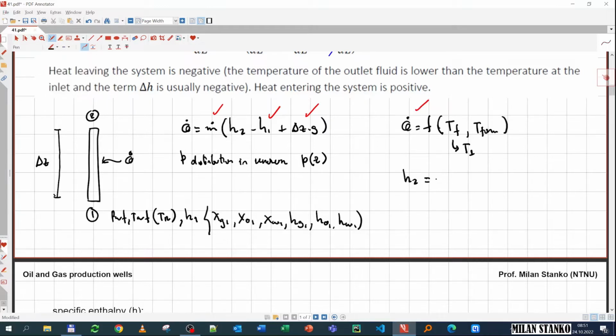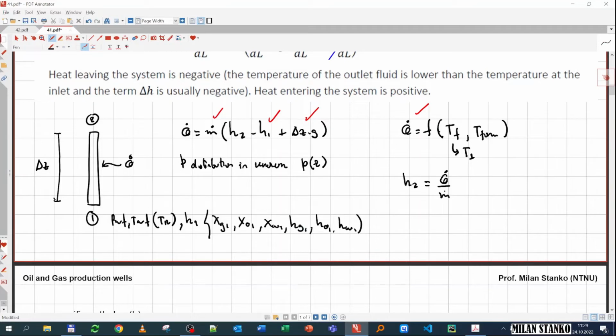And then I clear out the H2. So H2 is going to be Q divided by mass flow plus H1 minus delta Z times G. So in this equation, if we have the conditions at the inlet of the section, the mass flow, the heat rate, and the difference in elevation, then we are able to find H2. Now to find the temperature, we have P2, we assume a value of T2, and then we calculate H2 calculated.